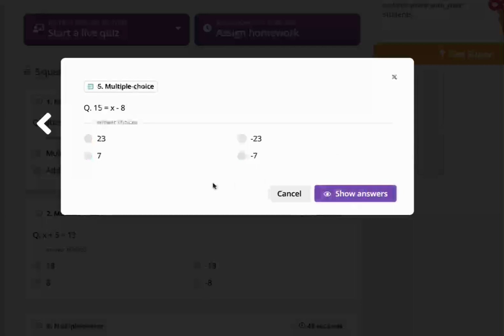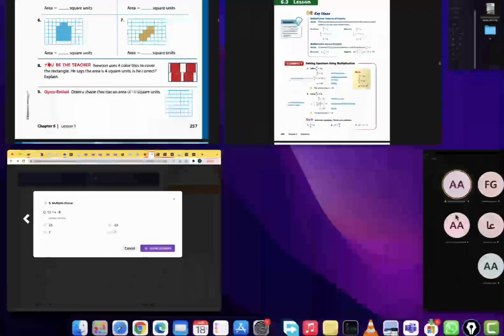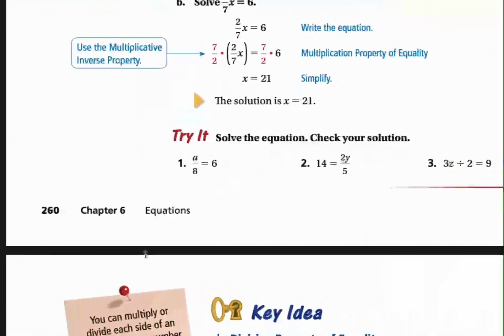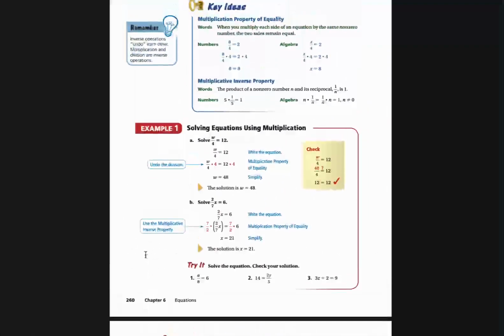No. Okay, in this one, x minus 8, I want to remove the 8, so I will use plus 8. When you add 8 to 15, 15 plus 8? 23. And of course, in the right side, minus 8 and plus 8 undo each other. Okay, so that was the last question, and now back to the book. What is the page? 260. Thank you, Ahmed. Go ahead, everyone, open your books, page 260.